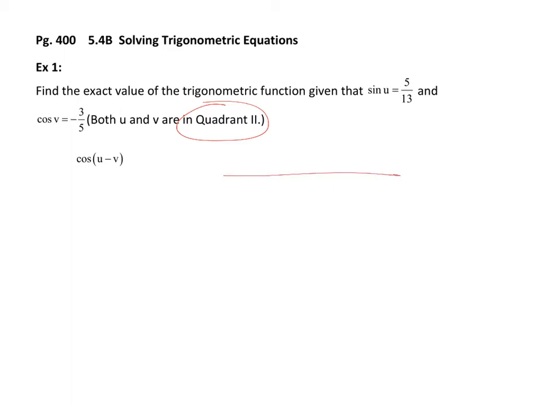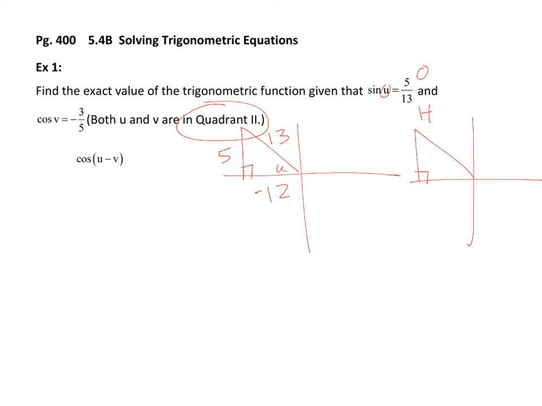All right, so for our angle u, we're in quadrant 2, and we have opposite over hypotenuse here. Opposite's 5, hypotenuse is 13. You could use the Pythagorean theorem to solve for the third side, or if you remember your Pythagorean triples, you'll know that this is negative 12. All right, and then for v, that's the reference angle. Okay, and let's see, we have negative 3 over 5, adjacent over hypotenuse, and using the Pythagorean theorem or the triples, this is 4.